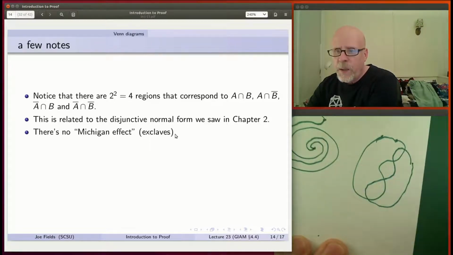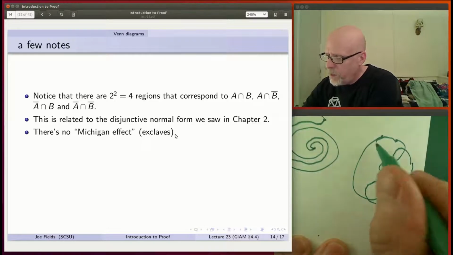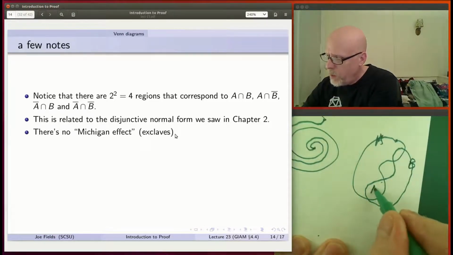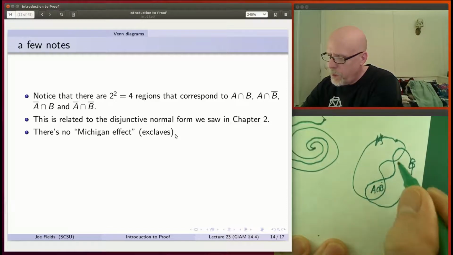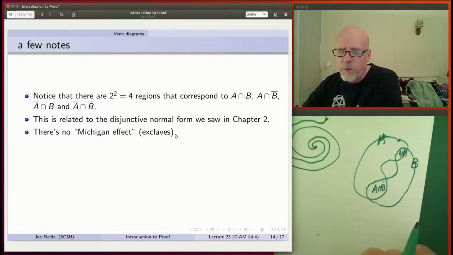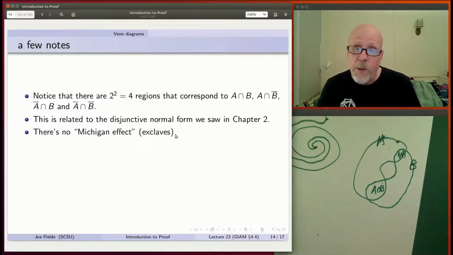Would that be valid? Well, then, if this one was A and this one was B, this would be their intersection, and so would this. I can't write small enough to fit it in there, but there's 2 regions that represent the same intersection, or rather, the intersection is pulled apart into 2 pieces. That's what I mean by the Michigan effect.